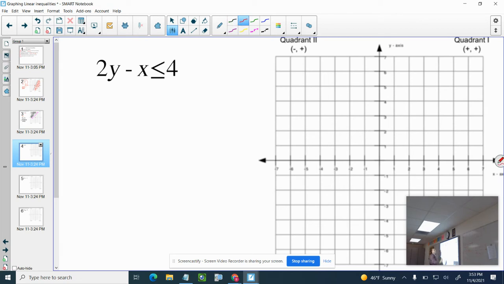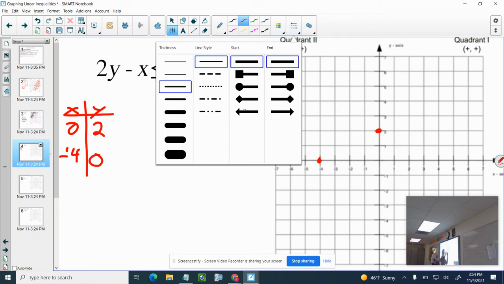Next, you notice y is not by itself. So I said we always want to rearrange for y. If you remember standard form, we could do standard form. So I'll just go through this one really quick. If I cover x up, I would get y would be 2. And if I cover that up, x would be -4. So I could graph these 2 points. Okay. And then my inequality is already given there, and it shows it's going to be a solid line.